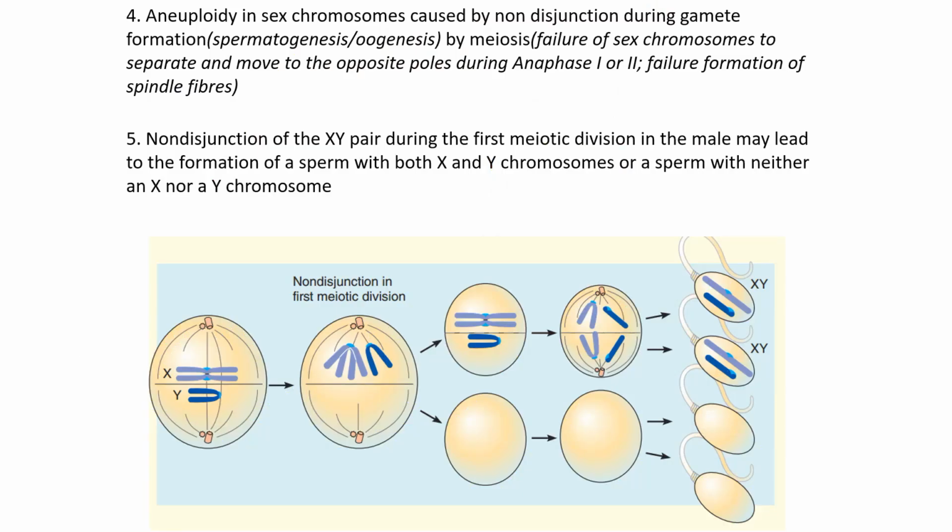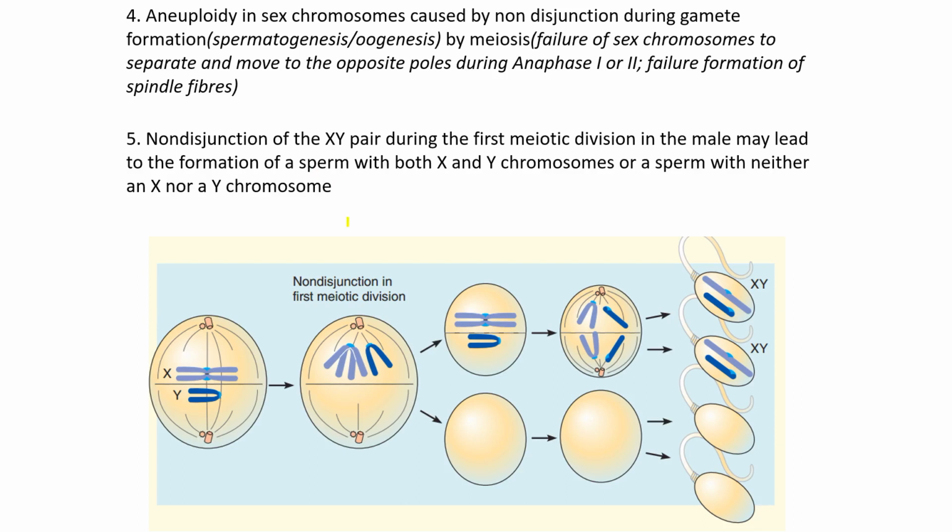Now, aneuploidy in sex chromosomes is caused by non-disjunction during gamete formation. It is very similar to aneuploidy in the autosomes. The difference here is that aneuploidy in autosomes involves non-disjunction of the chromosomes of the autosomes, but non-disjunction of the sex chromosomes will result in aneuploidy in sex chromosomes.